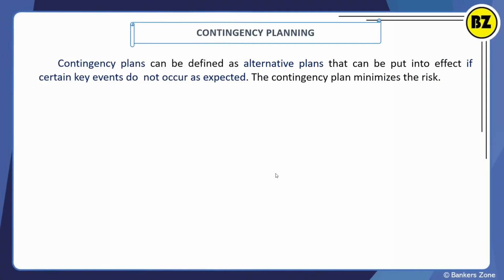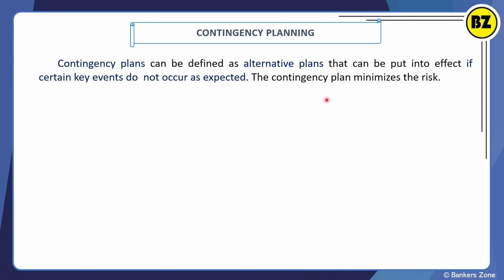Okay, now what do you mean by contingency plan? So contingency means what? Basically the alternative. So you are very much aware of the contingency, right? Contingency itself, it may happen or it may not happen. So it is an alternative plan. It is defined as the alternative plan that can be put into effect if certain key events do not occur as expected. The contingency plan minimizes the risk.